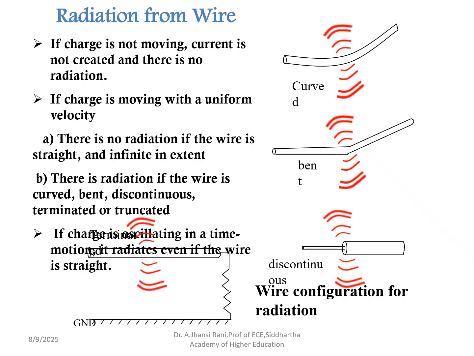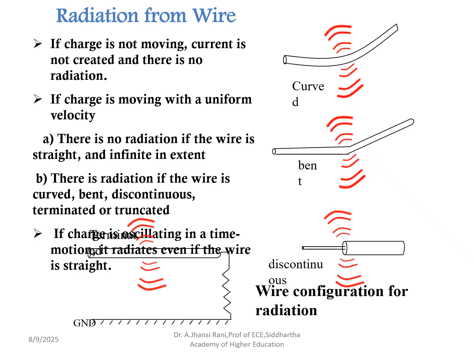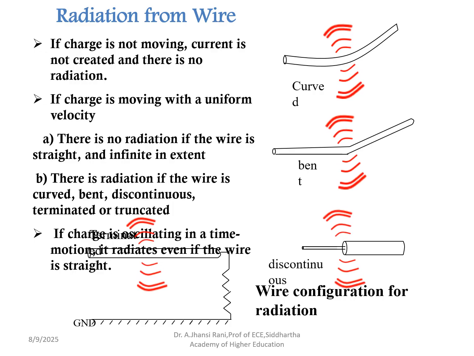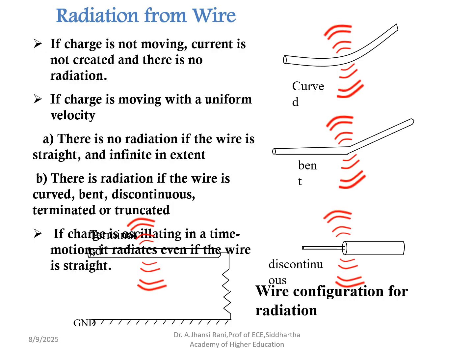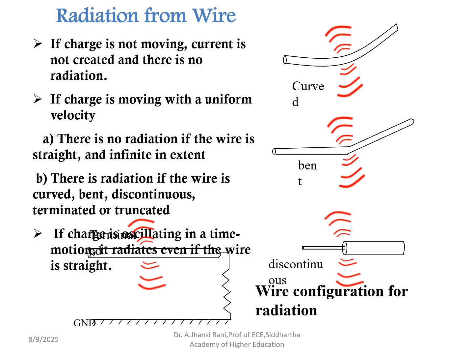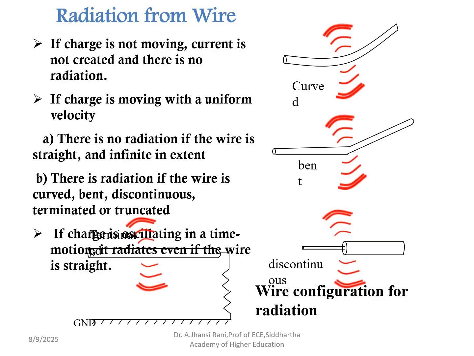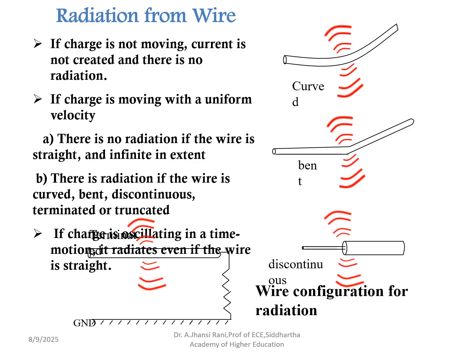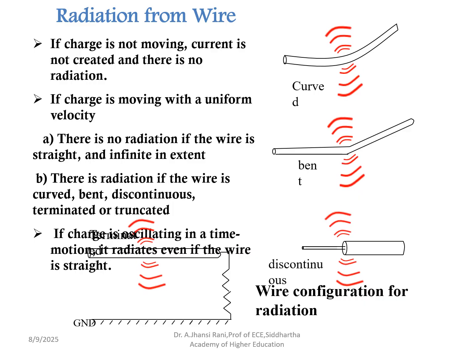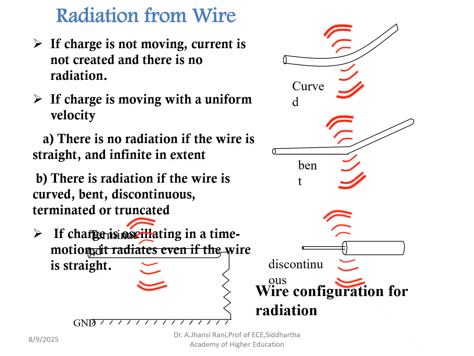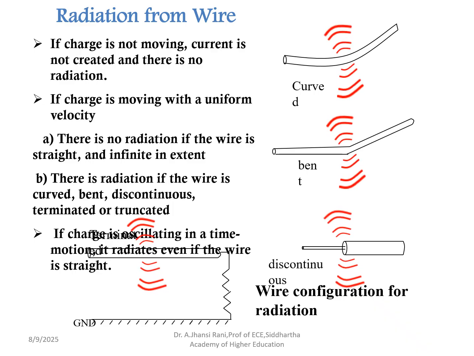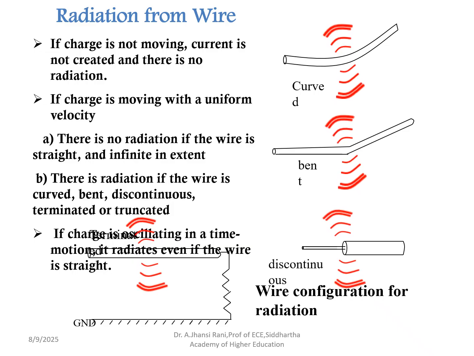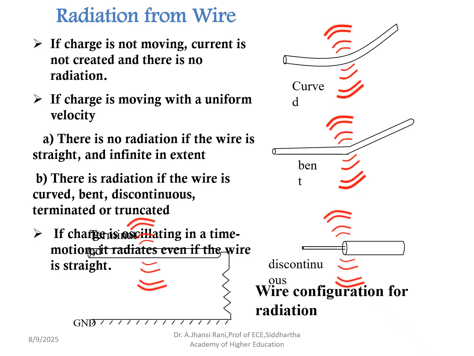This is the radiation from the wire. How will the radiation occur? If the charge is not moving, current is not created, and there is no radiation. That is, from a straight wire you have no radiation. This is when the wire is bent like this: from the curved portion, the radiation will occur. Or the wire is bent like this, you have the radiation from here.